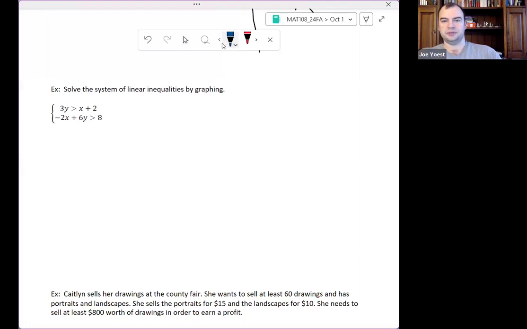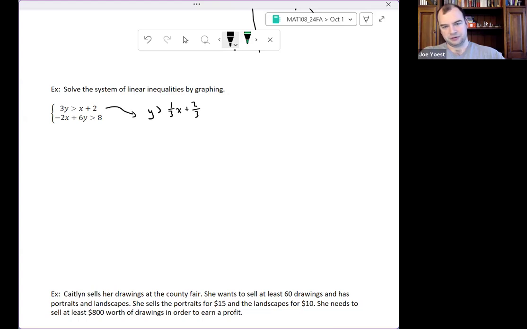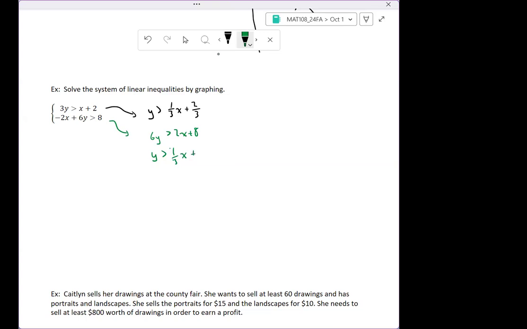Okay, let's look at this one. So we have 3y bigger than x plus 2, or y is bigger than 1/3 x plus 2/3. And then we have negative 2x plus 6y is bigger than 8. So this was our first one. This tells me that 6y is bigger than 2x plus 8, or y is bigger than, well, 2 over 6 is 1/3 x plus 8 over 6.